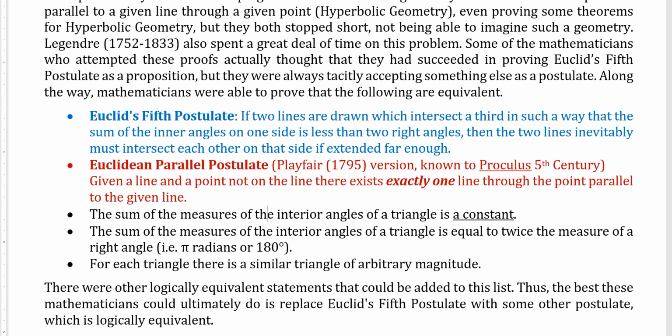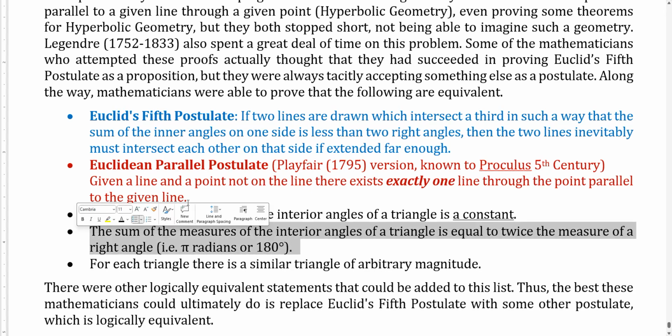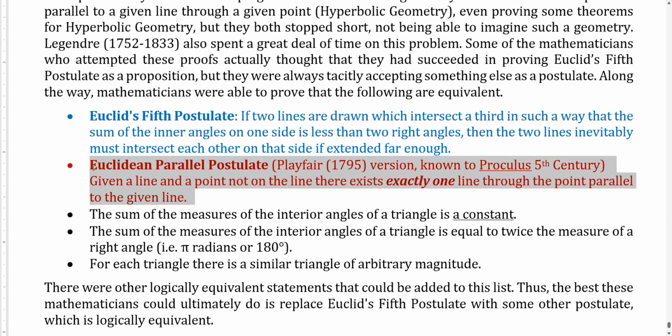So that's another equivalent thing, that the sum of the measures of the interior angles of a triangle is equal to twice the measure of a right angle. In other words, pi radians or 180 degrees. And that's the Euclidean angle measure postulate. Once we actually accept the Euclidean parallel postulate as a postulate, then we'll be able to prove that as a theorem. But it turns out you could do it the other way around. If you took this angle sum as a postulate, then you could end up proving the parallel postulate as a proposition or theorem instead of a postulate.